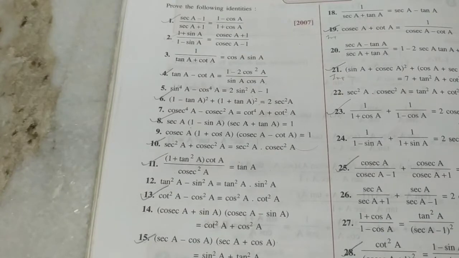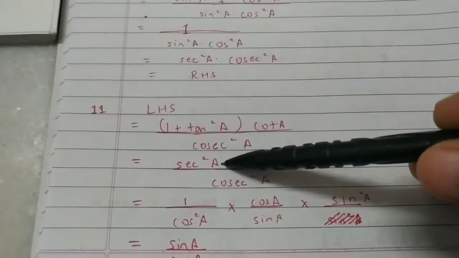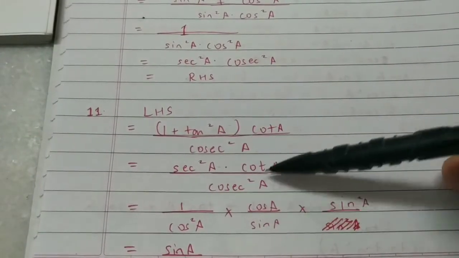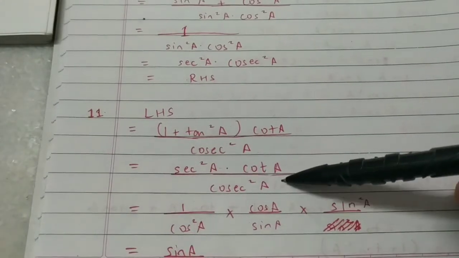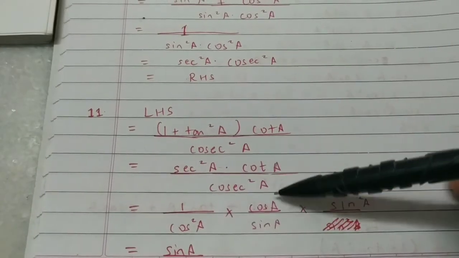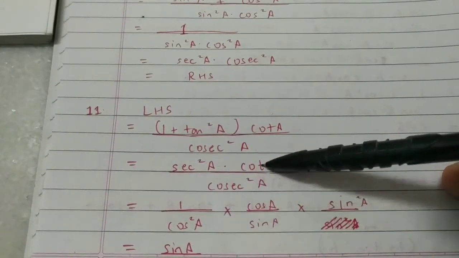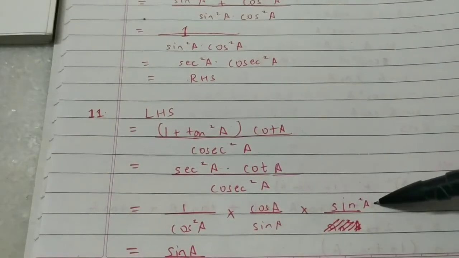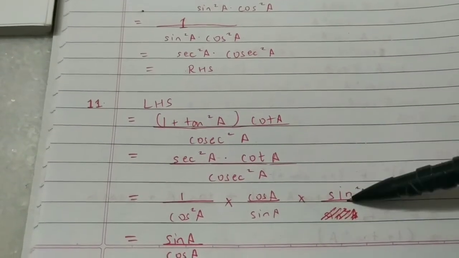We'll start with LHS again. The moment you see 1 plus tan square A, which formula comes to your mind? Well, it's sec square A. So convert that. Replace this with sec square A. That's a formula. Now convert everything in terms of sine and cos. So sec square A will become 1 upon cos square A. Cot A will become cos A upon sine A. And 1 upon cosec square A, its reciprocal is sine square A. So instead of denominator, we wrote the numerator.